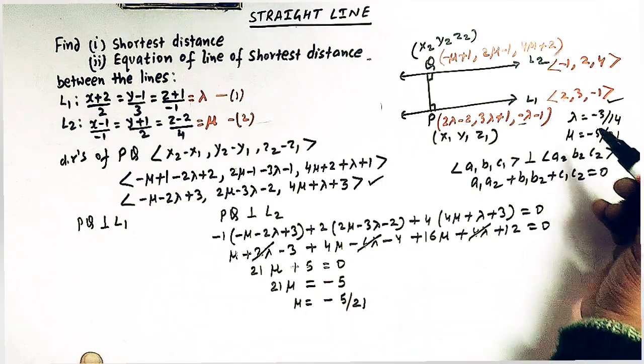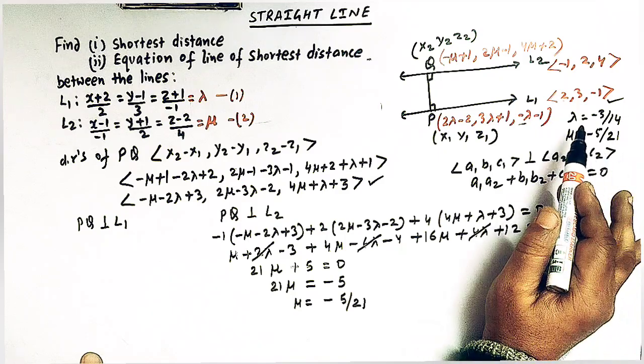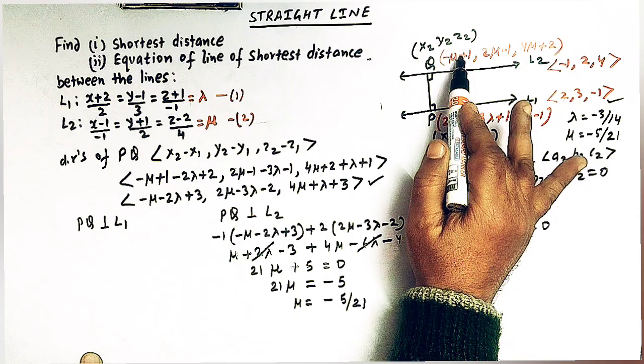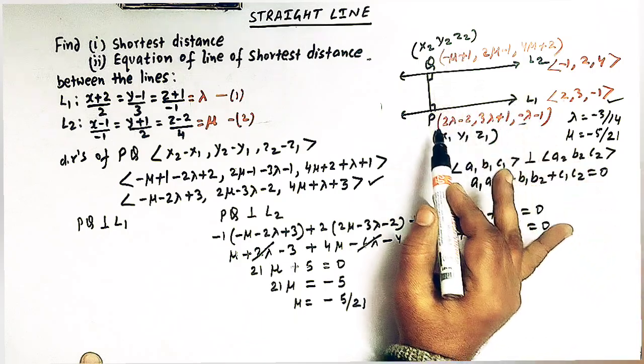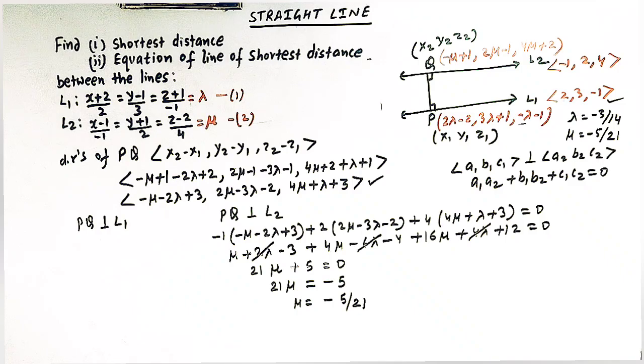So now we have obtained the values of lambda and mu, and taking the values of lambda and mu in these coordinates, we can easily find out the coordinates of the points P and Q.